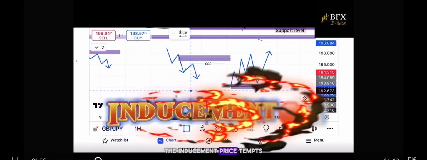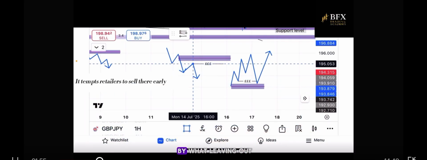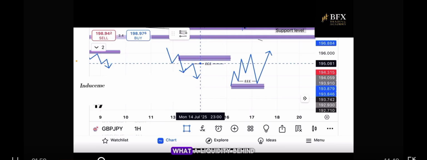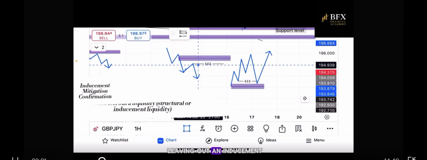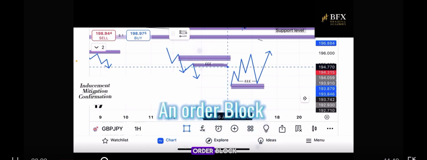Firstly, the inducement. Price tempts retail traders in. It tempts you in by leaving a liquidity behind, leaving an inducement to be taken out. And as a retail trader, you would think that it's an order block.